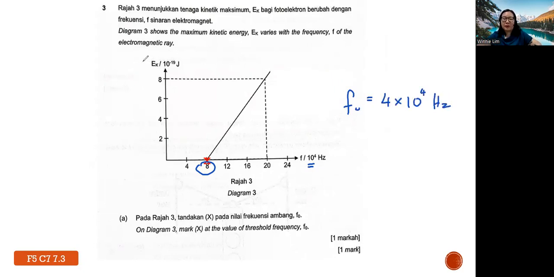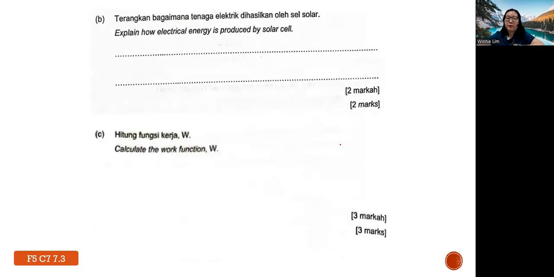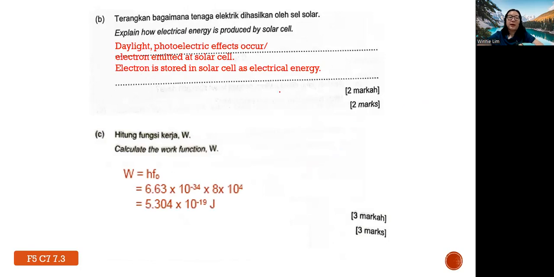So be careful. Similarly, if they want you to calculate something using the kinetic energy, at the end you have to times 10 power of negative 19. Also, be observant on the y-axis and x-axis. Is it only the unit, or does it come with a prefix or other value? Okay, since you have this already, and you have the Planck constant, of course you can calculate the work function. The Planck constant value is 6.63 times 10 power of negative 34. And then the threshold frequency that teacher showed you just now. When you press the calculator, you should get this value.